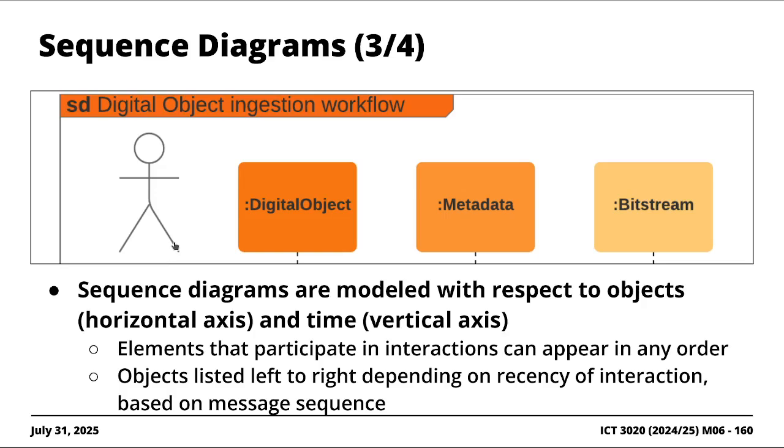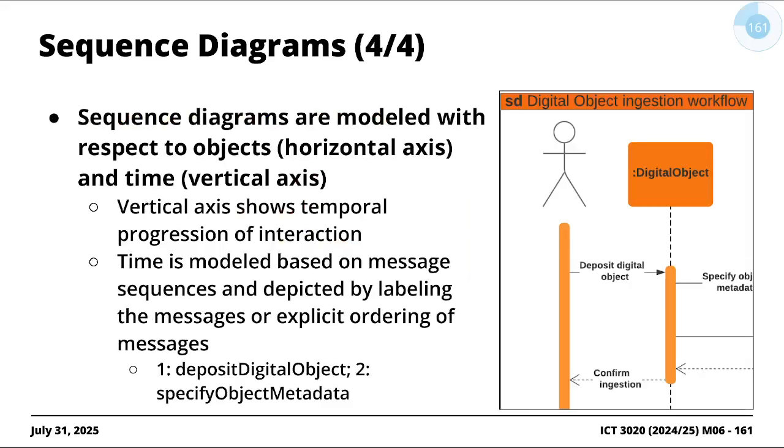We realize that the actor is going to initially interact with the digital object, and then there'll be a cascade effect. The digital object will end up invoking a method that is perhaps contained in the metadata object or metadata class, and then also invoke a method contained in the bitstream class or something like that. So we are modeling interactions, something similar to this.